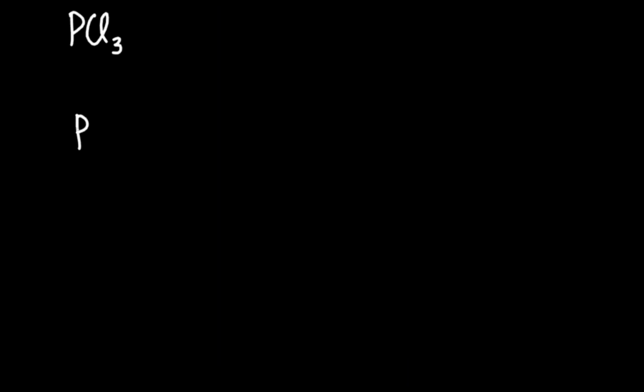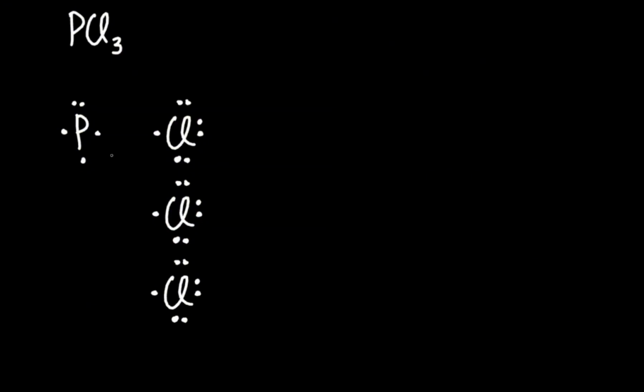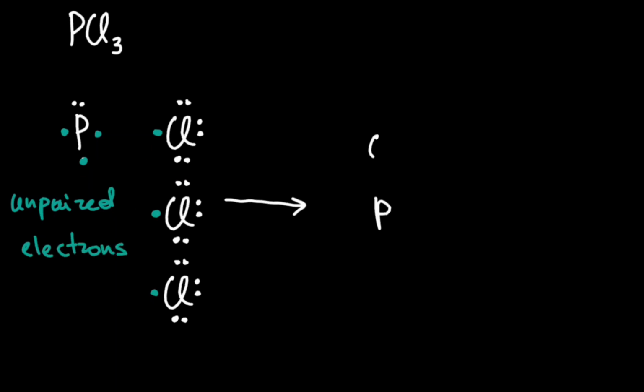Let's look at phosphorus trichloride covalent bond formation. Phosphorus is in group 5A, so it has 5 valence electrons, and we have 3 chlorines with 7 valence electrons in their outer shell. Each chlorine has 3 lone pairs, so we just ignore them, and 1 unpaired electron. Phosphorus has 1 lone pair and 3 unpaired electrons. So like last time, unpaired electrons make a bonding pair between the atoms, and the Lewis dot structure should look like this. 3 chlorine atoms are connected to the phosphorus atom, each having 1 bonding pair.